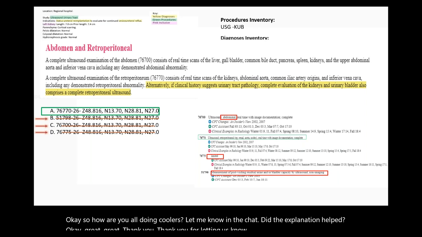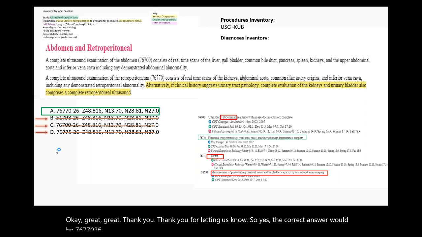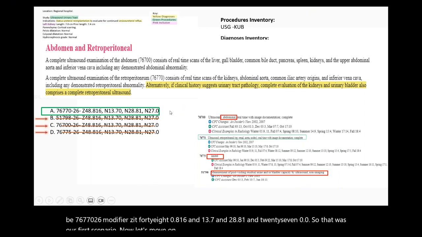So, yes, the correct answer would be 76770 with the 26 modifier, and the ICD-10 codes listed. So, that was our first scenario. Now, let's move on to the next one.